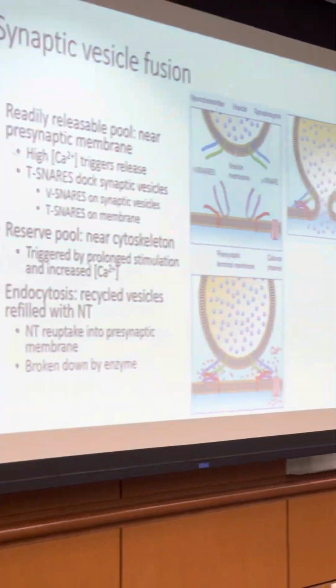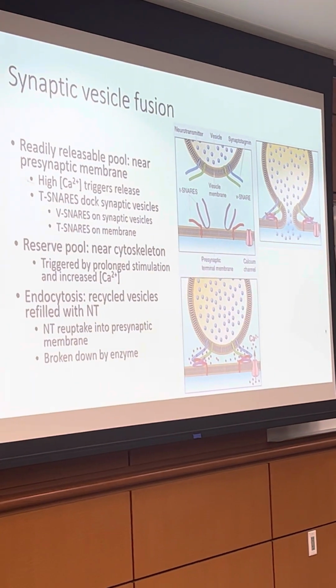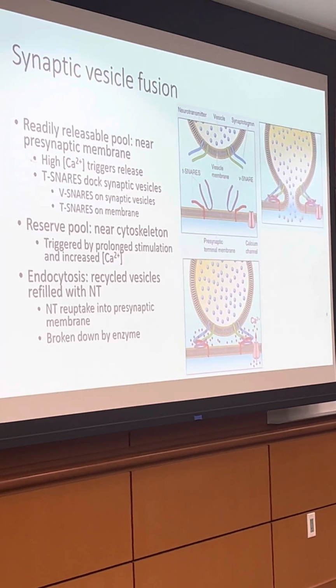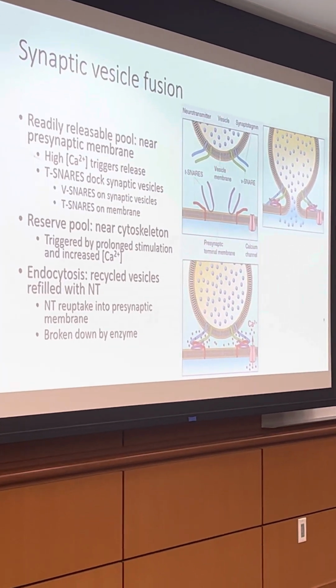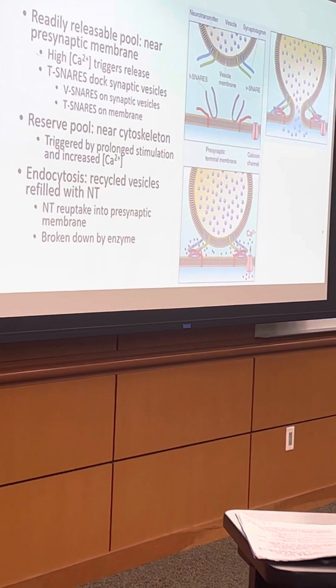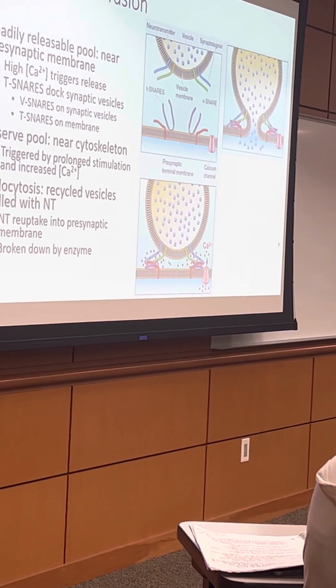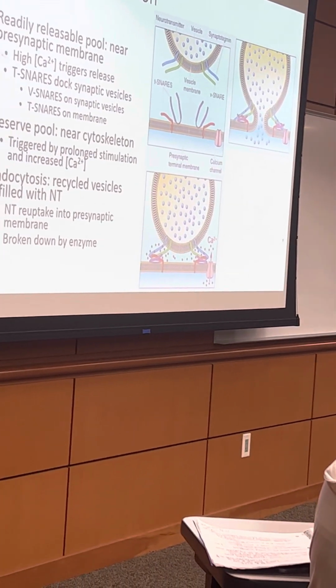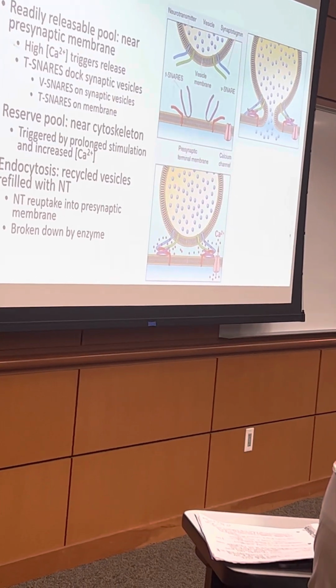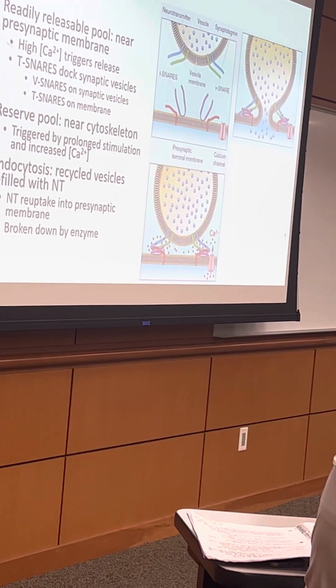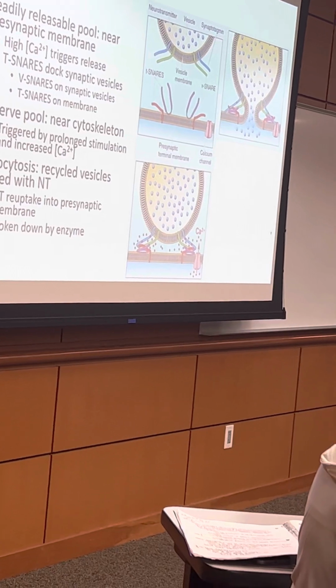This is all happening at the active zone. Okay? And you will need to know this in great detail. This whole process of synaptic vesicle fusion, whereby the synaptic vesicle, what is inside the synaptic vesicles? Ions? No. What's inside a synaptic vesicle? Neurotransmitter. Yeah.